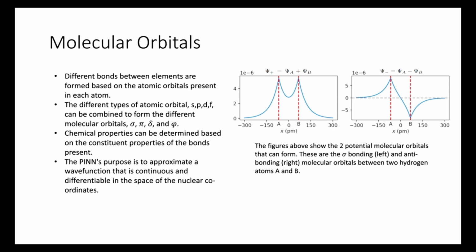On the right is an example of two sigma orbitals that can form between hydrogen atoms. The left is the bonding orbital, which increases electron density between the atoms, and on the right is the anti-bonding orbital, which decreases electron density. In the bond of H2 gas, the two electrons fill the sigma bond of lowest energy, which is the bonding orbital.